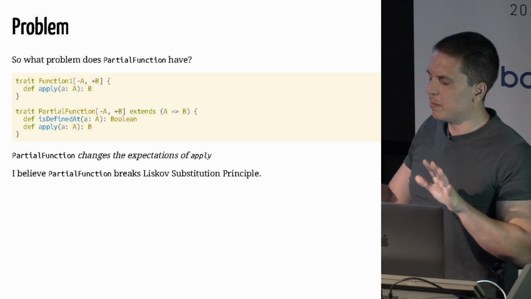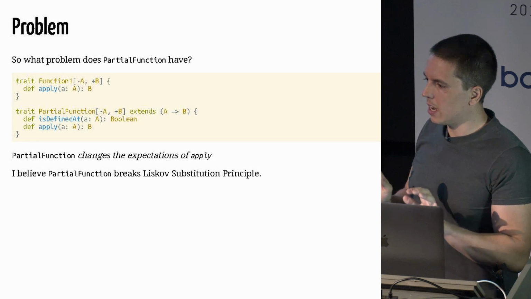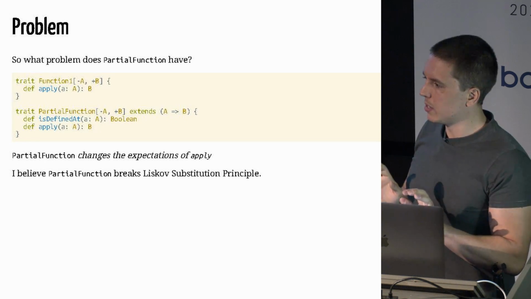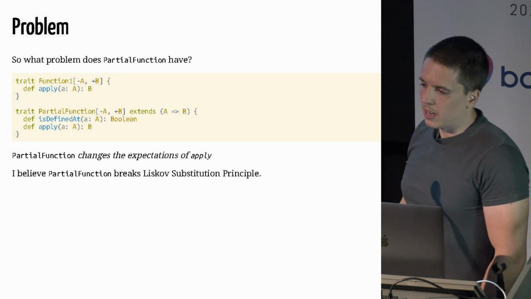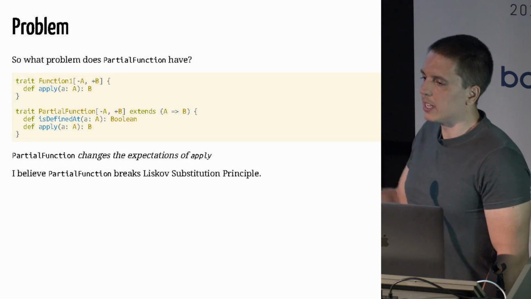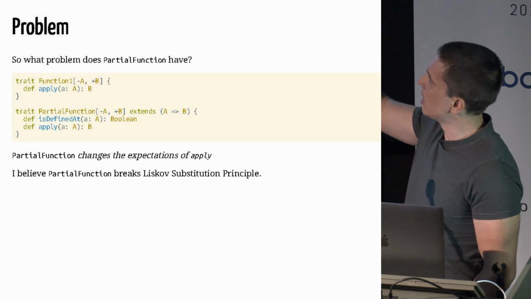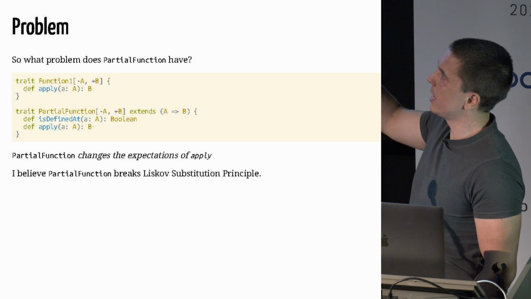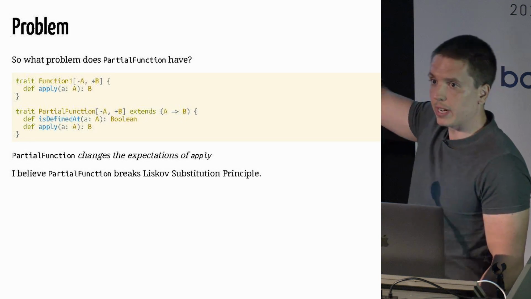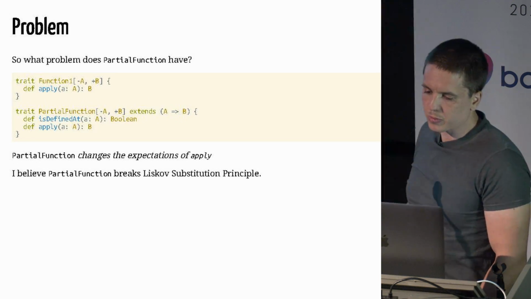So I think it's been this sort of misunderstanding between adding a method and redefining something. There hasn't been this reasoning about apply and how partial function just basically redefines apply, which it doesn't get to do. It's already been defined by its parent.